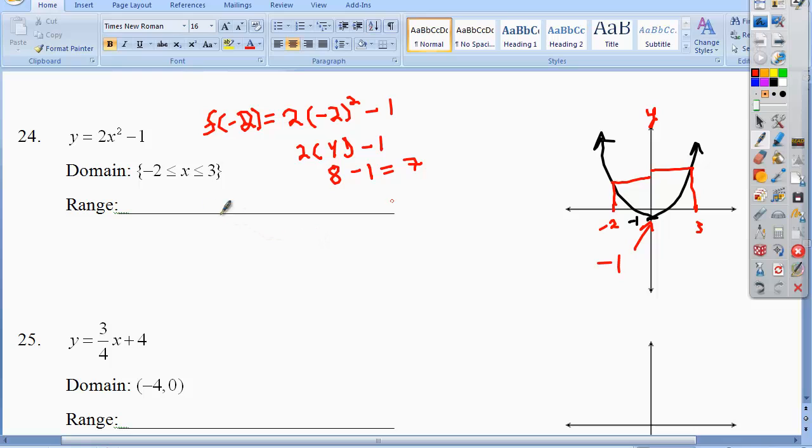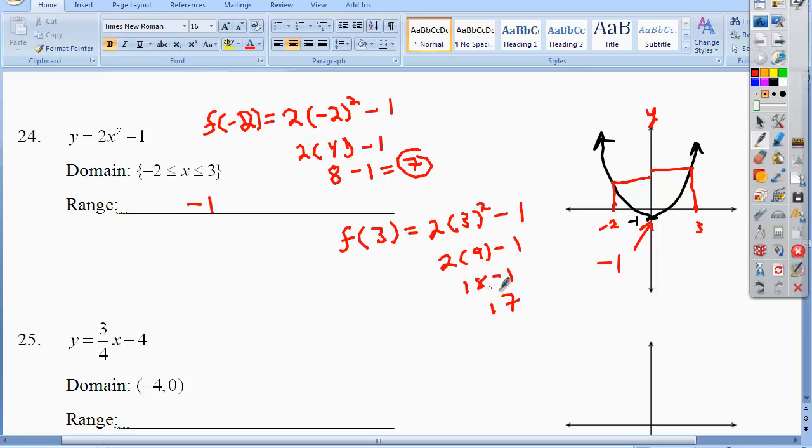Remember, we want to find the lowest value, which is -1 in this case, and then we want to find the greatest value, which I'm still determining. So remember, the other value I had was +3, right? So we get 2 times 3 squared minus 1, and 3 squared is 9, so I get 2 times 9 minus 1, which is 18 minus 1, which is a total of 17. So which one of these two numbers is bigger? Obviously it's going to be the 17.